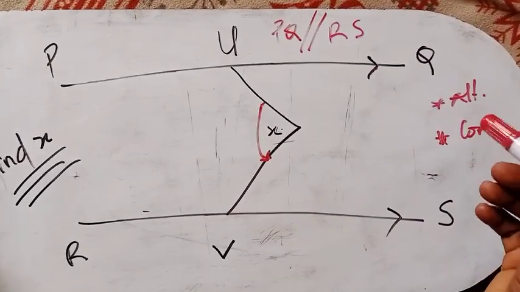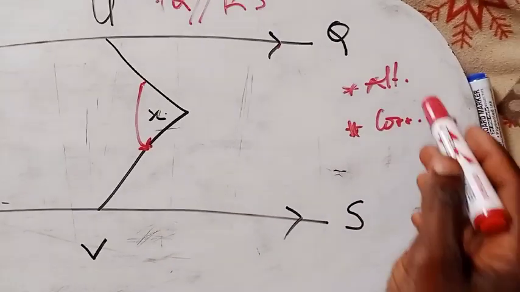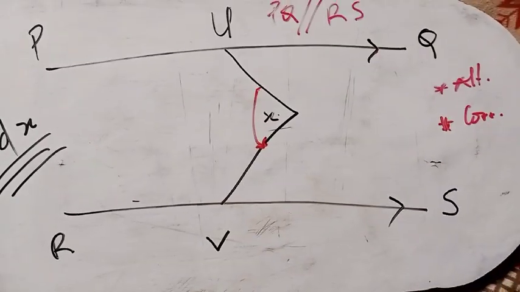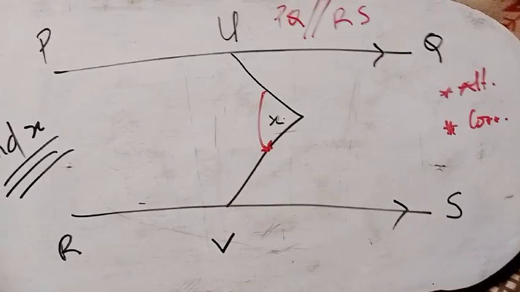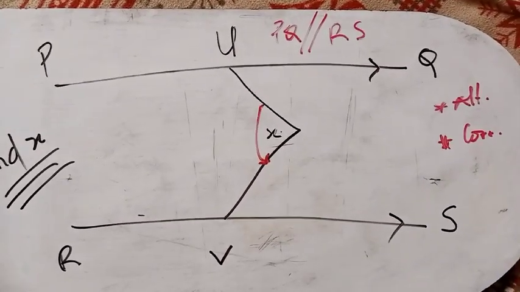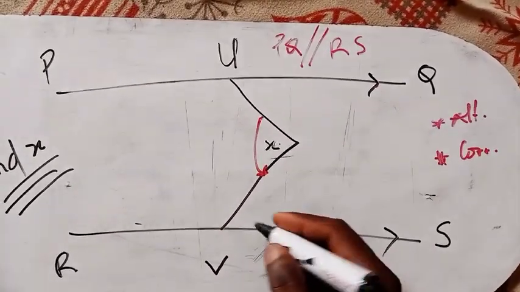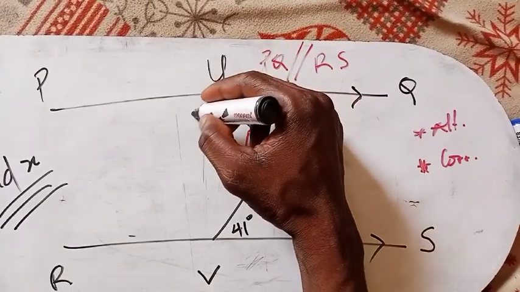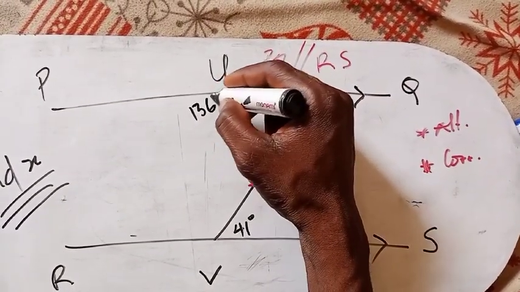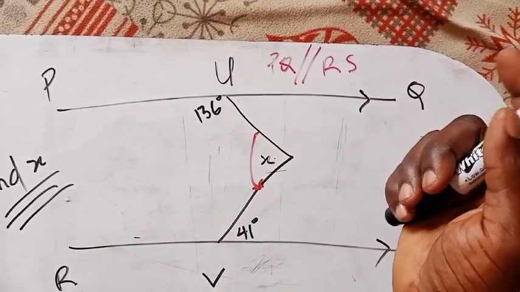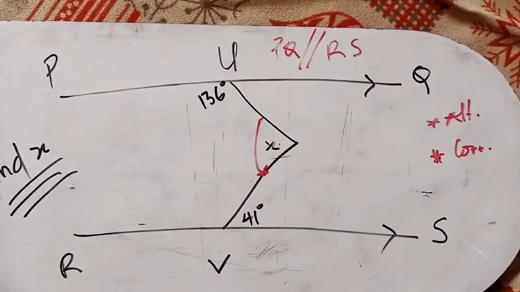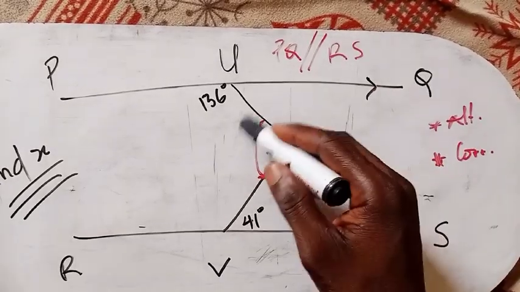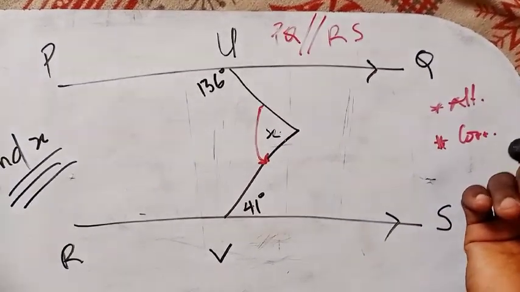Now if that happens, then that is where we get the alternate and corresponding angles. So this is what we have, right? These are all the information. Here we are given 41 degrees, and here is going to be 136 degrees, right? These are the information that we have, and then we want to determine the value of x. So what do you think?